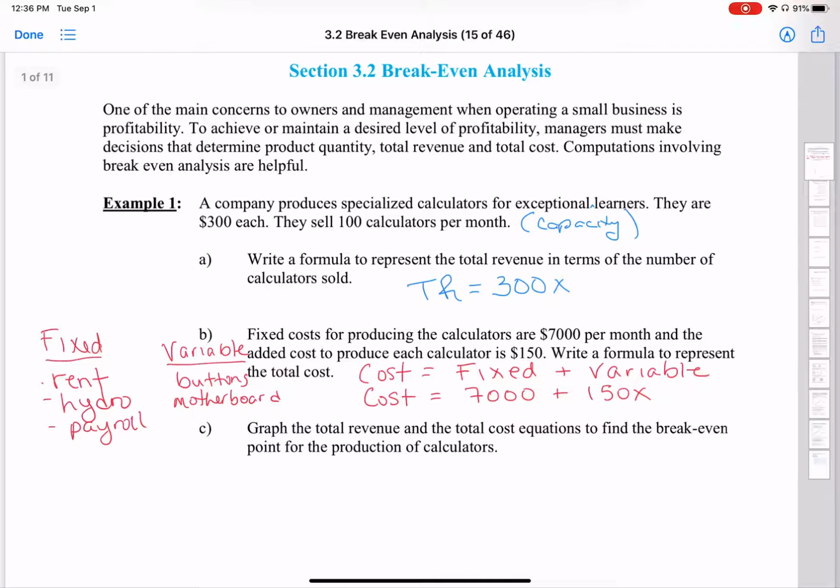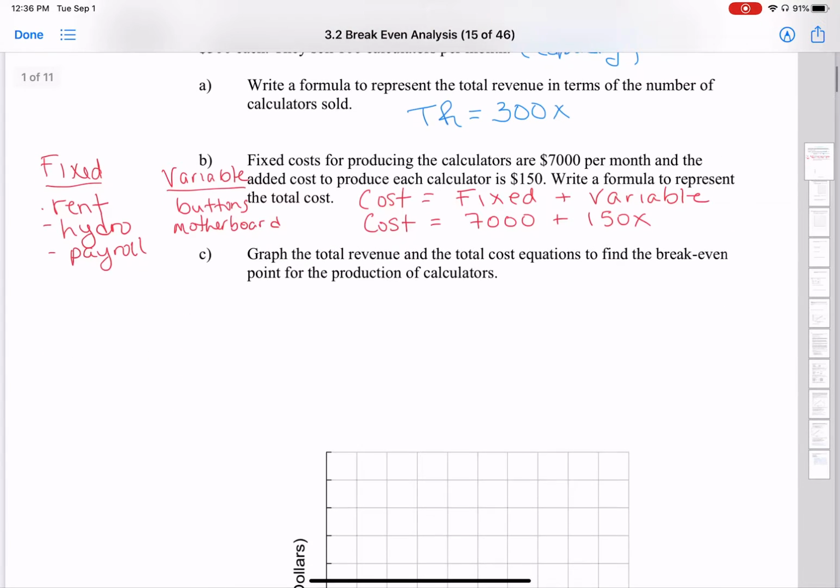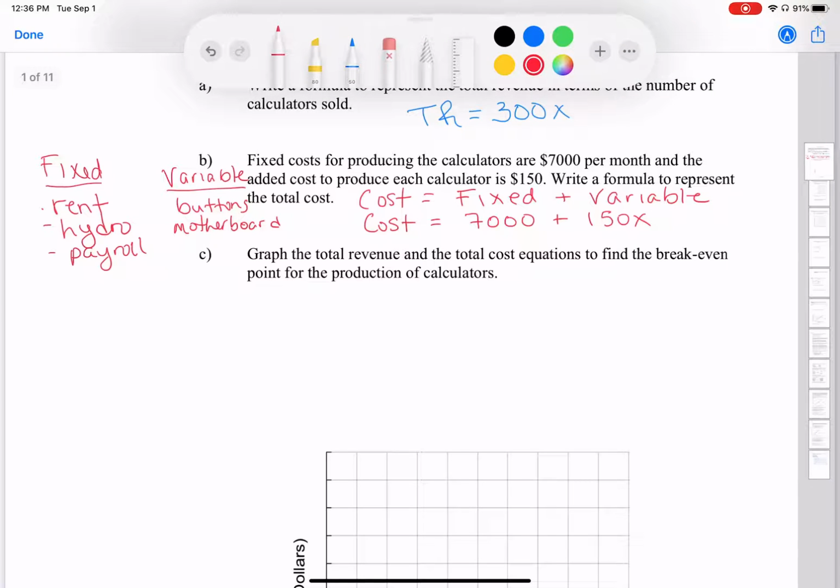Now, what are we going to do with these two equations or these two functions? Well, I'm going to start off by writing this as total cost is equal to 7,000 plus 150x. Okay, we're going to create a table of values and we're going to graph it. And I'm going to have you do this in Excel for your assignment in the next lesson. But for now, we're just going to do it by hand so you can see how you have to input it into Excel as well.